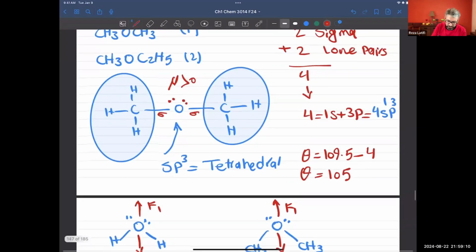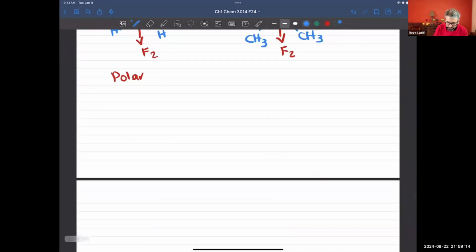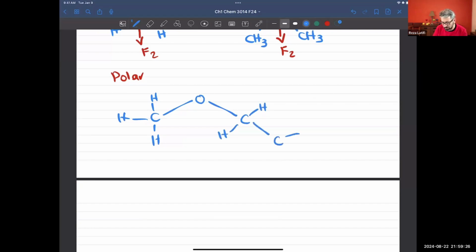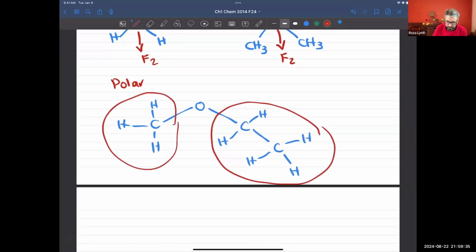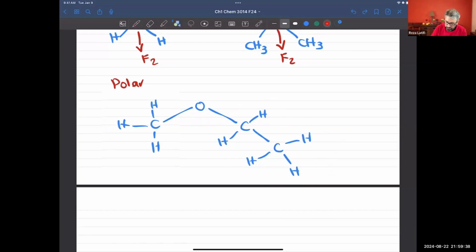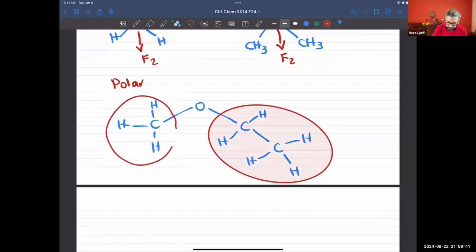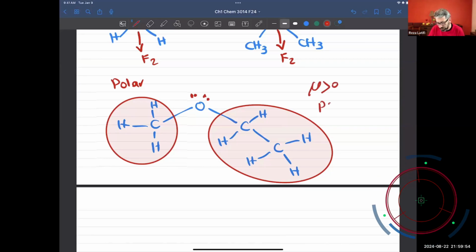Now, what will happen if I change it to, say, CH3, then oxygen, and a different group? In that case, this group will not be equal to that group. And of course, you also have lone pairs. So not only do you have lone pairs, the 2 groups are not identical. So this molecule for sure will be polar.